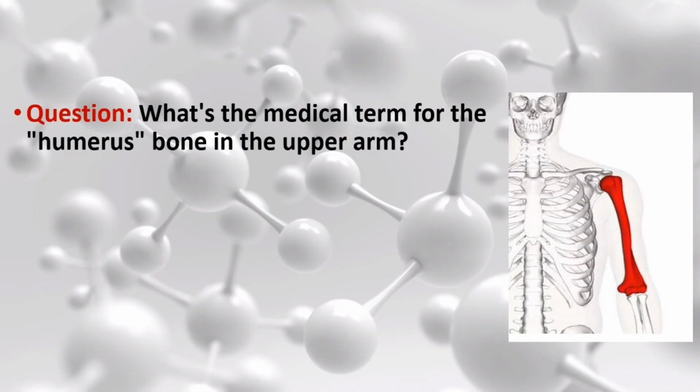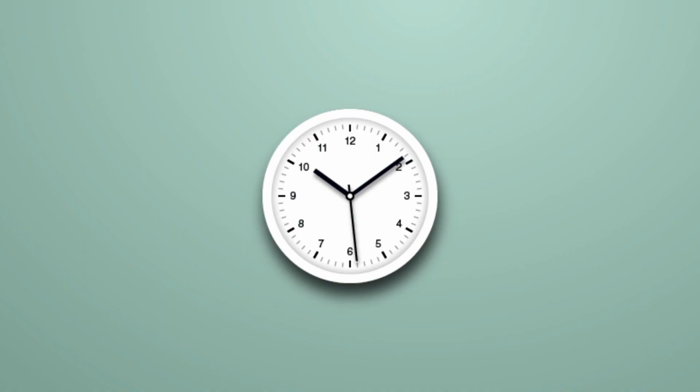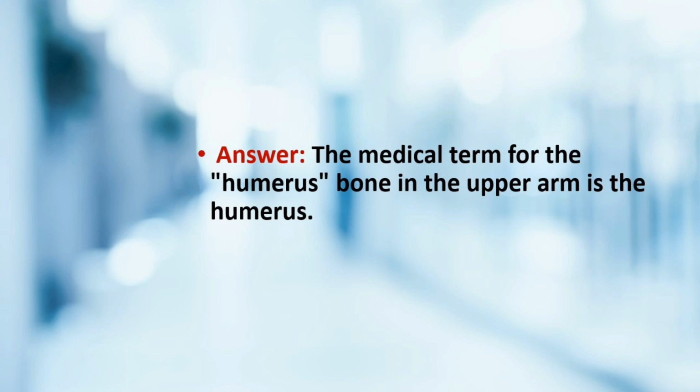Number 14. What's the medical term for the humerus in the upper arm? The medical term for the humerus in the upper arm is just humerus. It doesn't change like other bones.